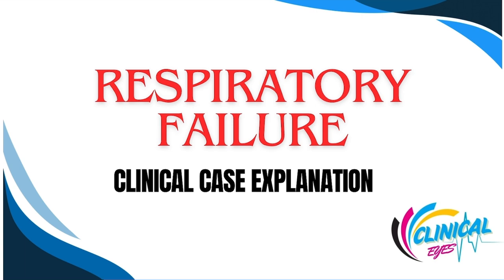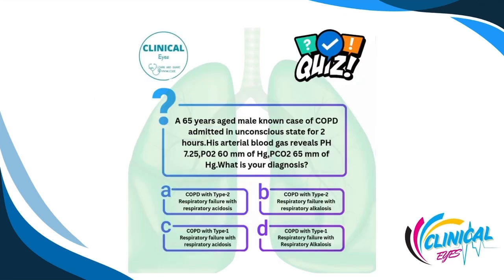Today I would like to explain a clinical case about respiratory failure that I shared previously in the form of a quiz. The question was: a 65-year-old male, a known case of COPD, was admitted in an unconscious state 2 hours ago. After analyzing his arterial blood gas, it reveals pH 7.25, partial oxygen level is 60 mm of mercury, and partial carbon dioxide level is 65 mm of mercury. So, what is your diagnosis?